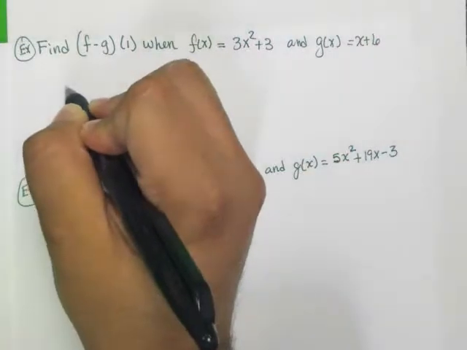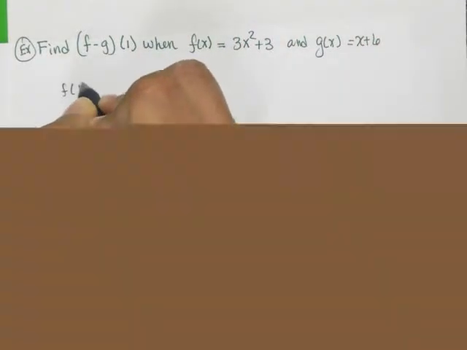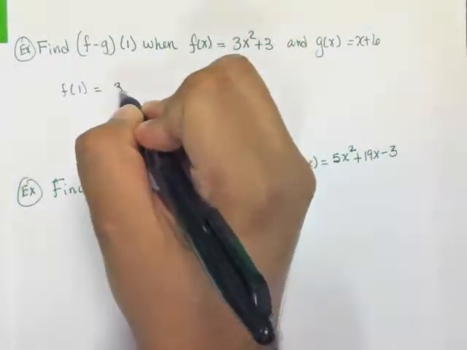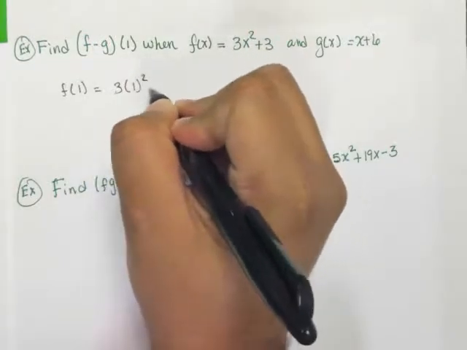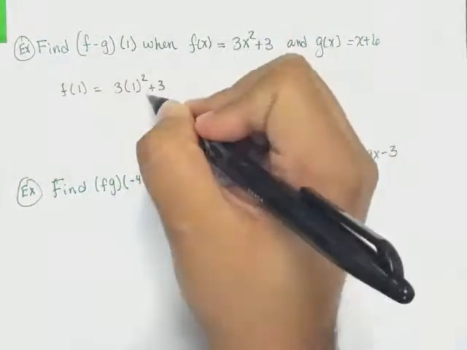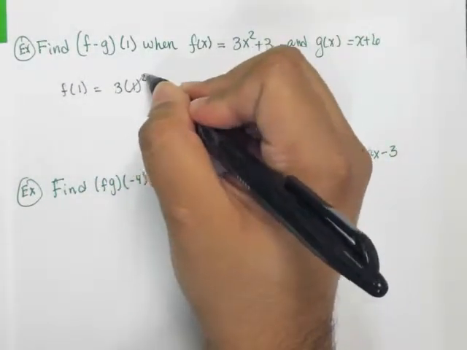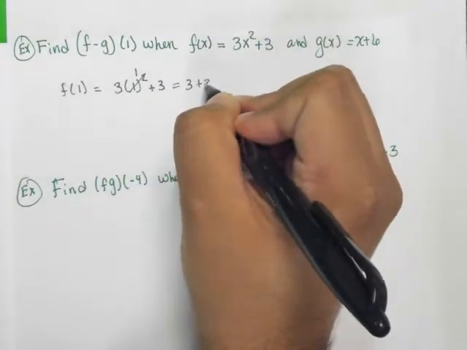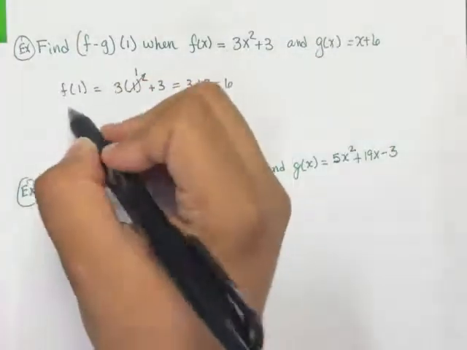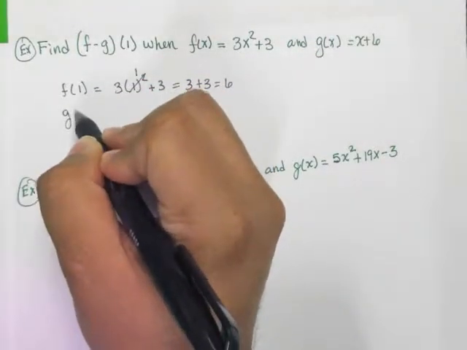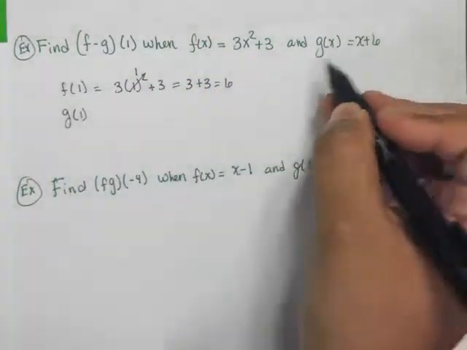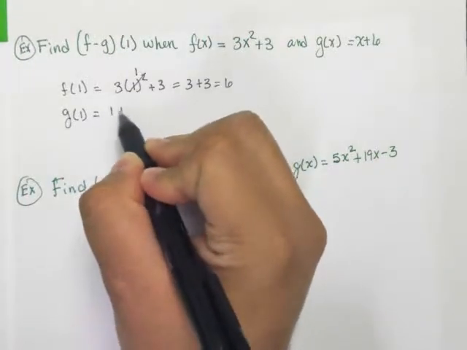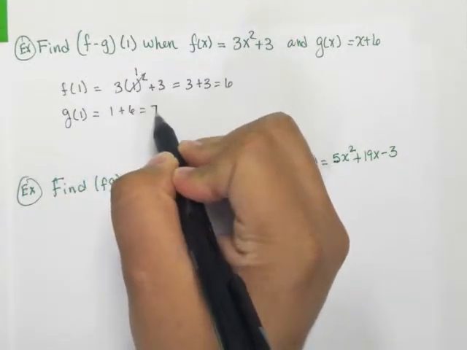So what I'm going to do is plug in 1. Okay, so let's see here. 3 times 1 squared plus 3. All right, so 1 squared, of course, is just 1, and 3 times 1 is just 3. So 3 plus 3 is just 6. Now I'm going to take g of 1, and I'm going to plug in the 1 there, and that one's pretty straightforward, 1 plus 6, which is just 7.